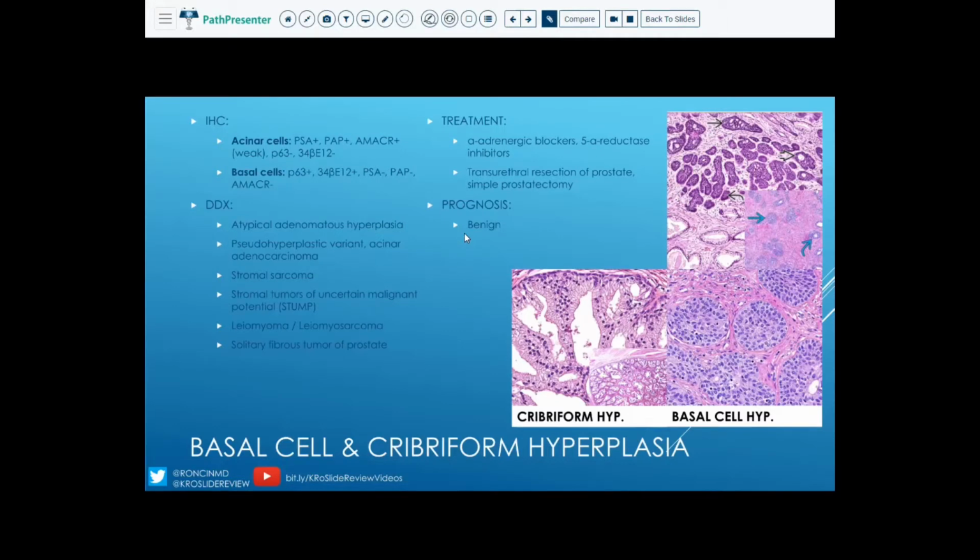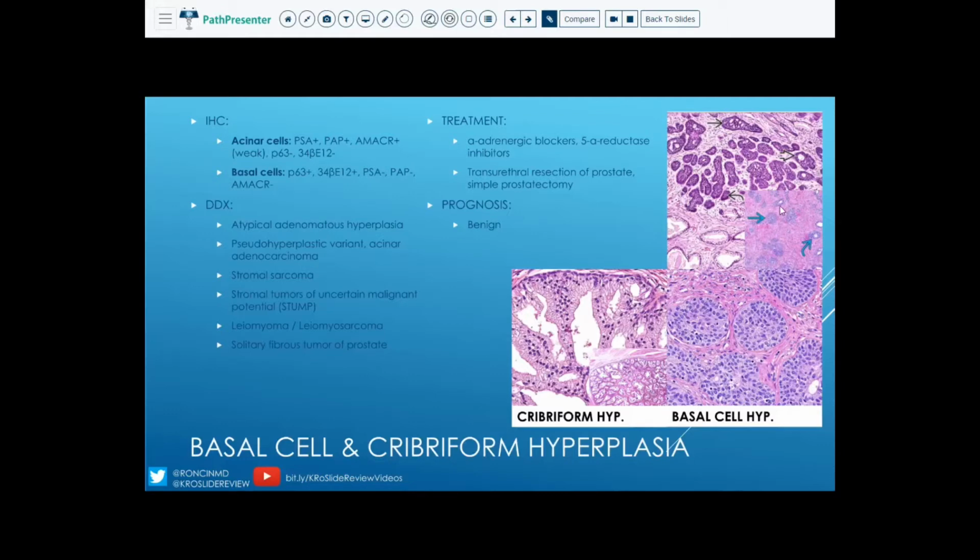Treatment, so they can do a few things. They can do alpha adrenergic blockers, the 5-alpha reductase inhibitors, but really what helps most is doing a transurethral resection of prostate, or TURP, as well as simple prostatectomy or an open prostatectomy. And again, it's benign, but the symptoms can be really troublesome and bothersome to the patients.